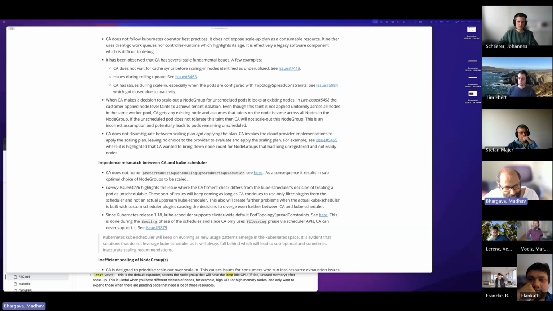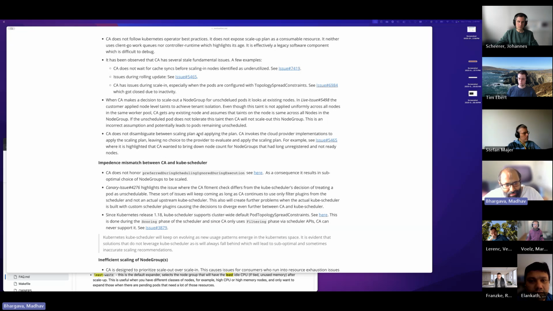They are intermixed together. This doesn't provide any choice for the cloud provider to look at this plan and selectively apply that plan. That is not the case, and that feature is completely missing, which causes a lot of friction between these two actors: an actor which creates the scaling plan and the actor which tries to apply the scaling plan.